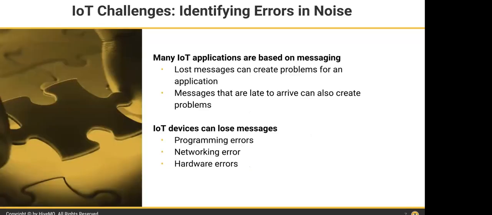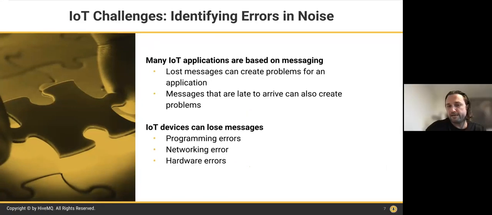But what are actually those difficulties that I'm talking about? I mentioned a little already. You have to identify errors in a kind of error noise. A lot of IoT applications are based on messaging, so based on MQTT. And there, when a message is lost, it depends a little on the use case, obviously. It can mean a tremendous problem, like when you really have regulations attached to it. But it's always a problem if a message arrives late or if it's lost, and you have to deal with that situation.